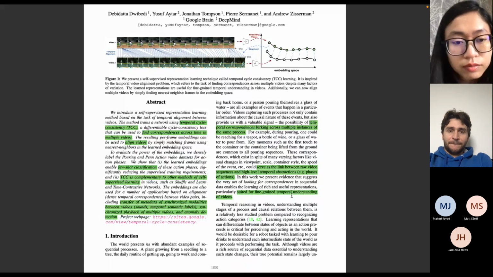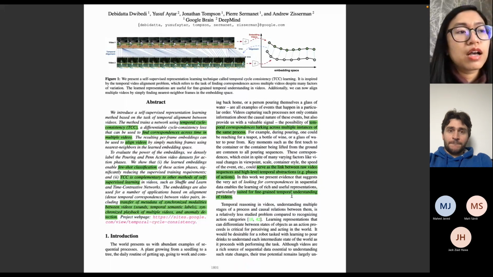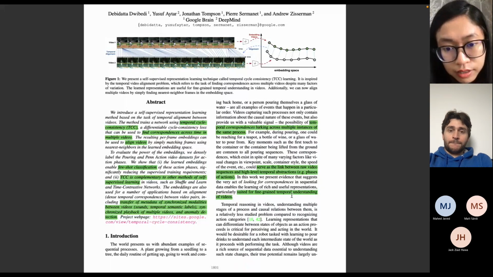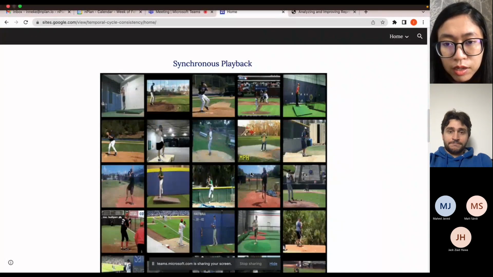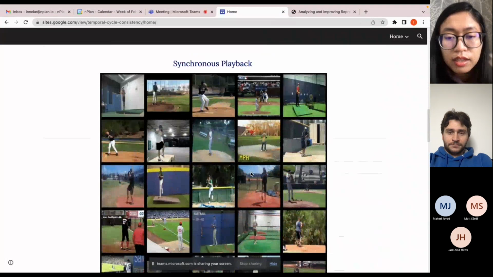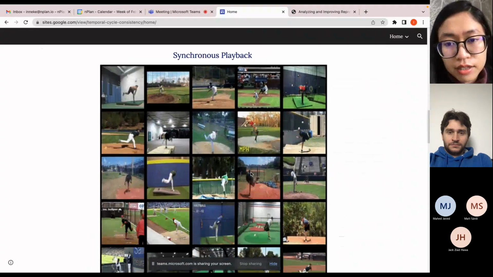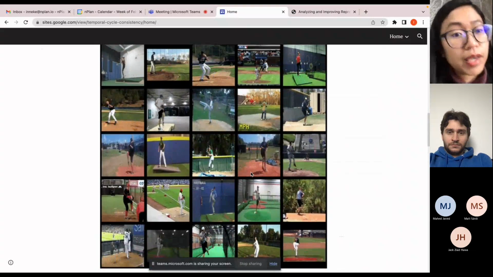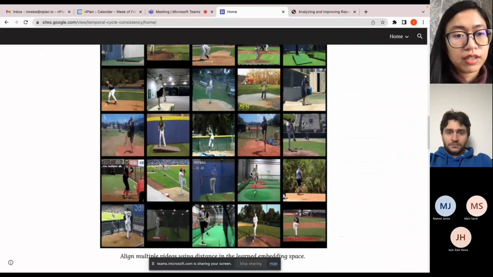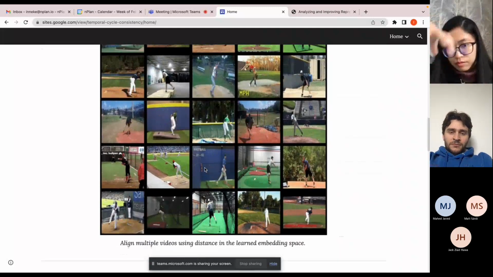And then what's the application, and why is it important to know this representation of these temporal correspondences? The applications are quite varied. I think we can look into this page. They have these webs that make clear what the applications are. One application is synchronous playback. Let's say we have different videos with different pace, and we can align the videos in terms of time, so that they happen at the same pace.